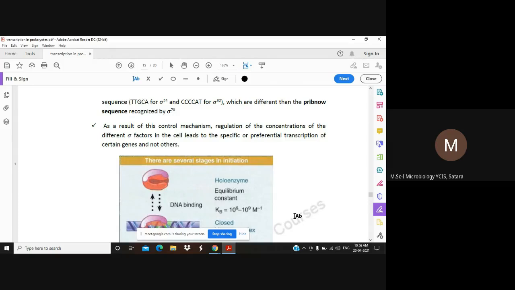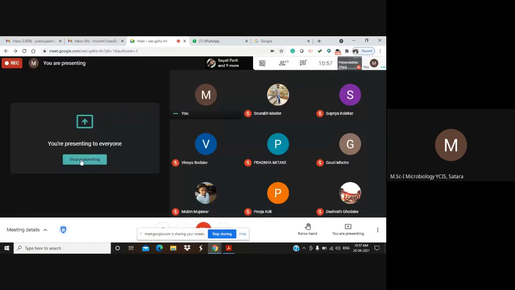So there is a control mechanism for how this control occurs. There is regulation of the concentration of the sigma factor, and because of this regulation, there is preferential transcription of certain genes and not others. Means how only particular genes are transcribed because of the regulation in the concentration of sigma factor. Sigma is the main factor involved in the regulation process, because sigma is involved in the recognition of specific promoter. समजलं का?